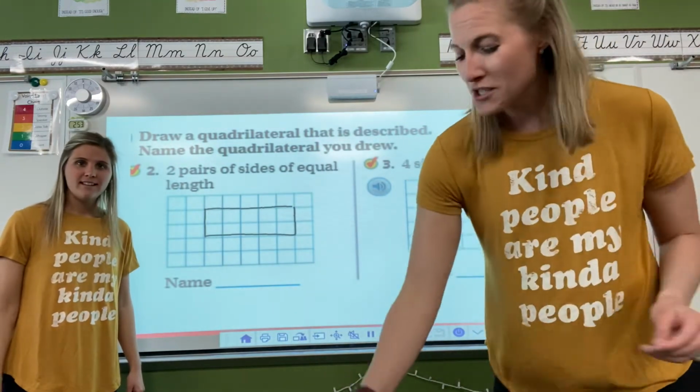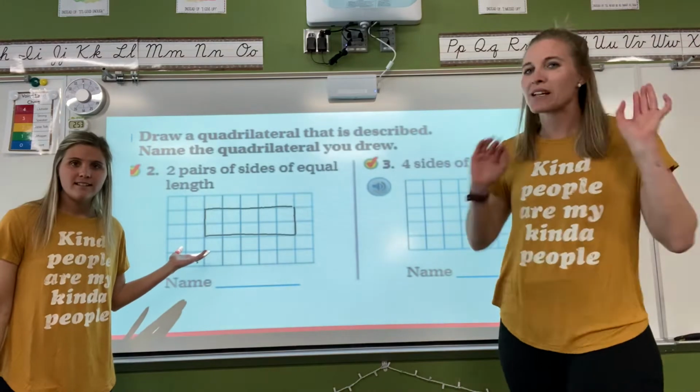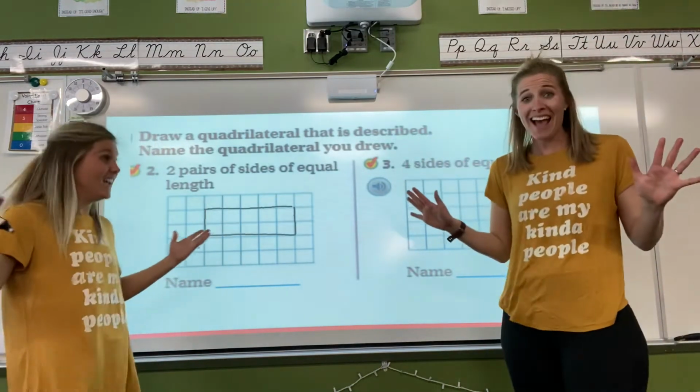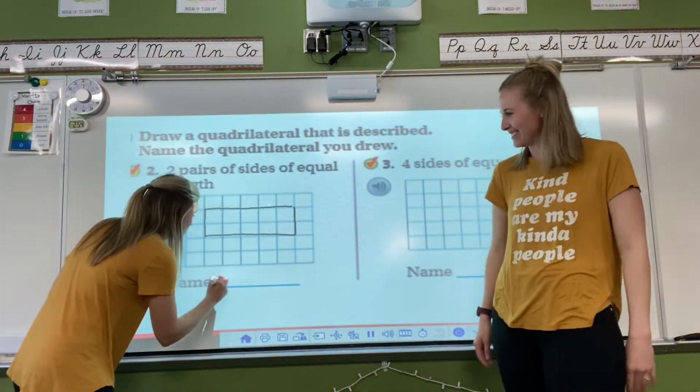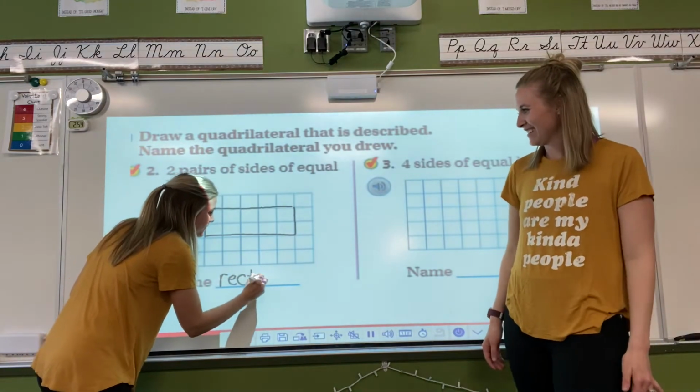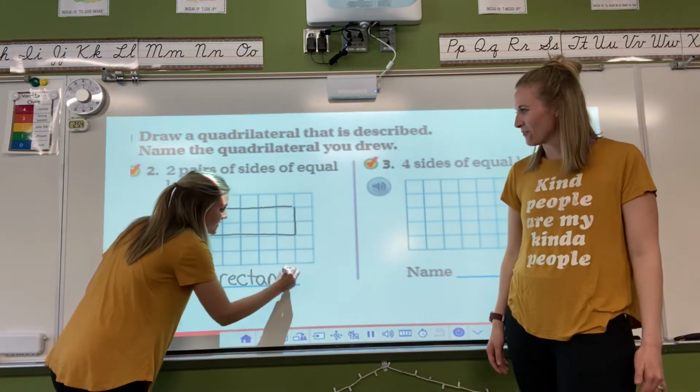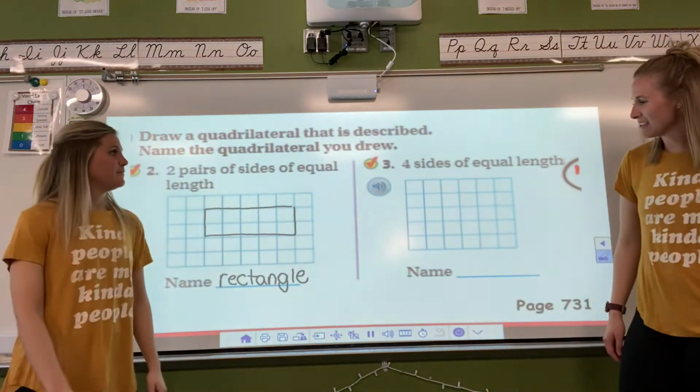Charlie, what shape did we just draw? Say it really loud. Yeah, it's a rectangle. We drew a rectangle. Nice job. Good work, you guys. Awesome.